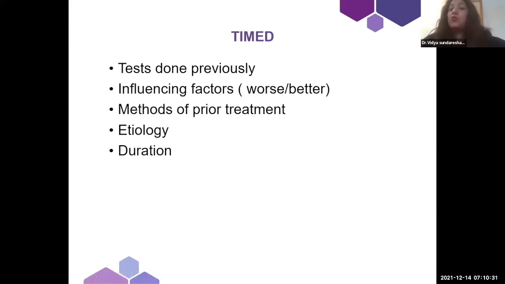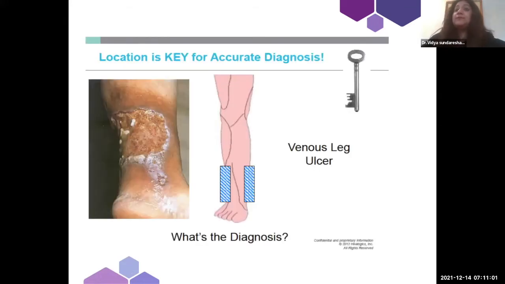So you want to look at what tests were previously performed. What were the influencing factors? What made the wound better? What made the wound worse? Any treatments? Were the patients given any treatment prior to you seeing the patient? Get a list of all those. What do you think is the etiology? And I'll tell you more about how to identify that, and how long has the wound been there. So these are the basic things about wounds in the history aspect that we definitely need to get.